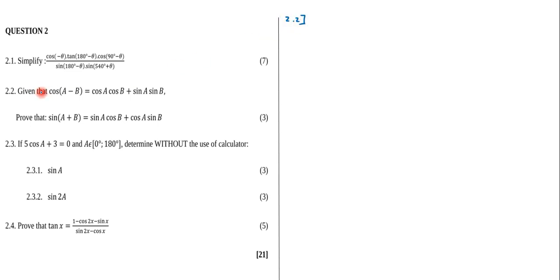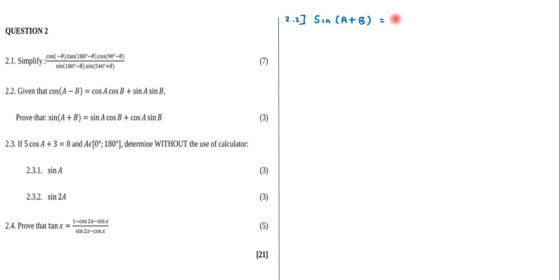Now the second one is saying that we're given that cos A minus B is equal to cos A times cos B plus sine A times sine B. Now we need to prove that sine A plus B is equal to sine A cos B plus cos A sine B. So basically we need to prove this using that one. Now how do we do that? Now whenever we're proving compound angles, always use a co-ratio. Now here we want to prove which one? We want to prove A plus B. So it means we want to write sine A plus B as a co-ratio.